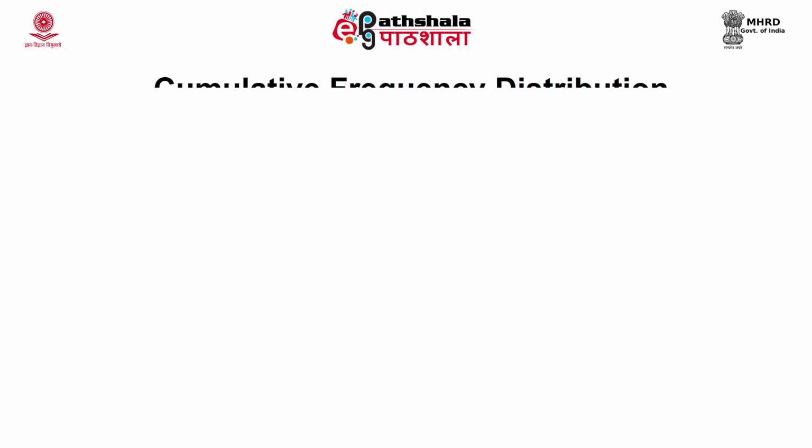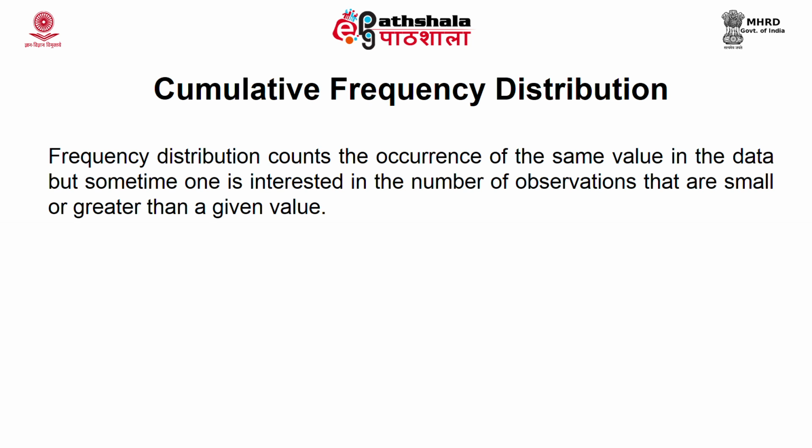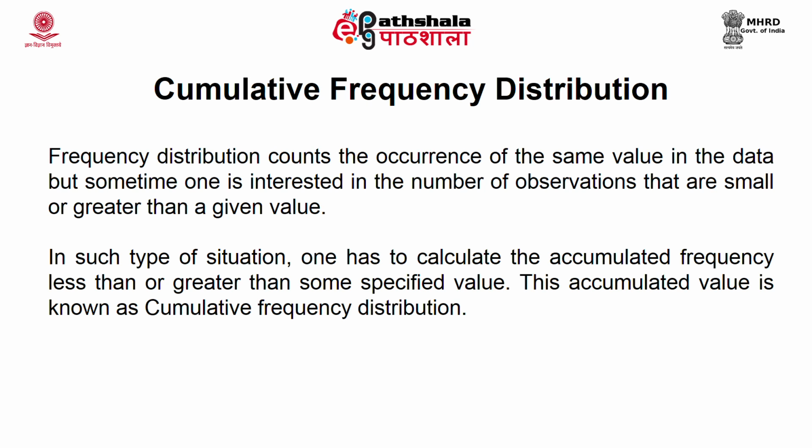Now come to cumulative frequency distribution. Frequency distributions count the occurrence of the same value in the data, but sometimes one is interested in the number of observations that are smaller or greater than a given value. In such a situation, one has to calculate the accumulated frequency less than or greater than some specified value. This accumulated value is known as the cumulative frequency distribution.